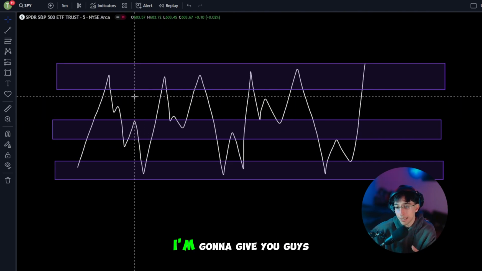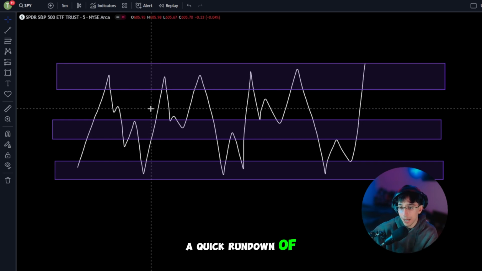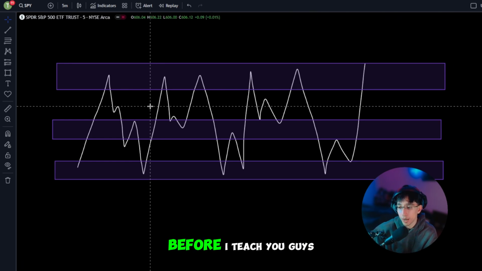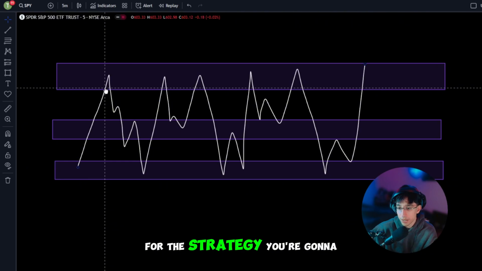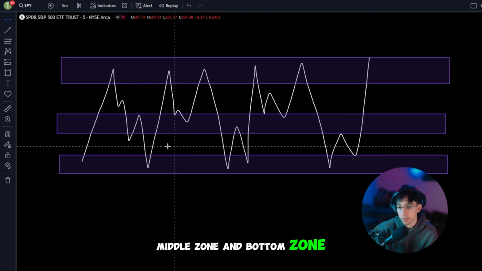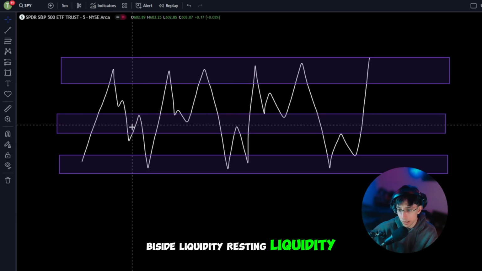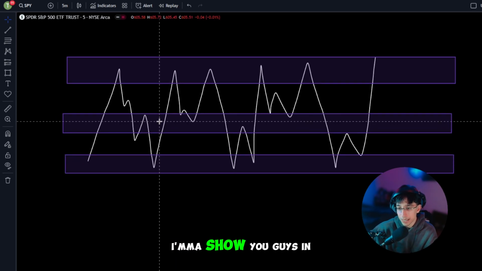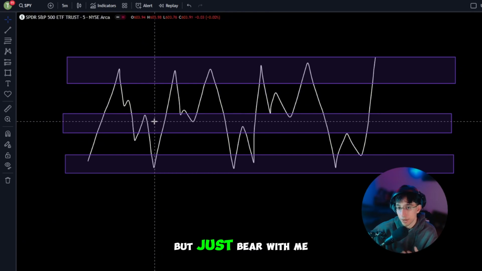In this example, I'm going to give you guys a quick rundown of how to execute the strategy before I teach you guys how to draw it. For the strategy, you're going to have 3 zones. You're going to have the top zone, middle zone, and bottom zone. Buy side liquidity, resting liquidity, sell side liquidity.